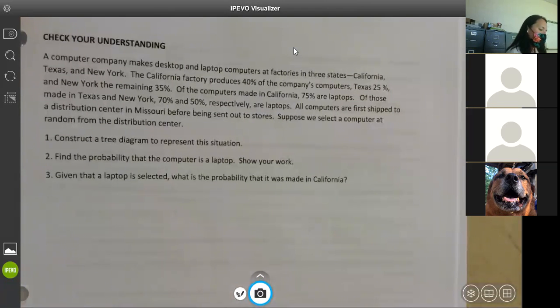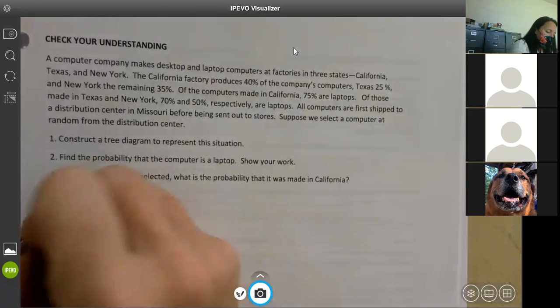A computer company makes desktop and laptop computers at factories in 3 states: California, Texas, and New York. The California factory produces 40% of the company's computers, Texas 25%, and New York the remaining 35%. Of the computers made in California, 75% are laptops. Of those made in Texas and New York, 70 and 50% respectively are laptops. All computers are first shipped to a distribution center in Missouri before being sent out to stores. Suppose we select a computer at random from the distribution center. Construct a tree diagram.